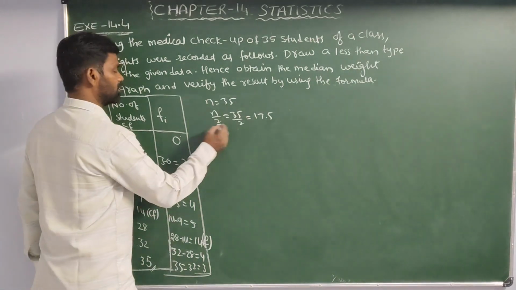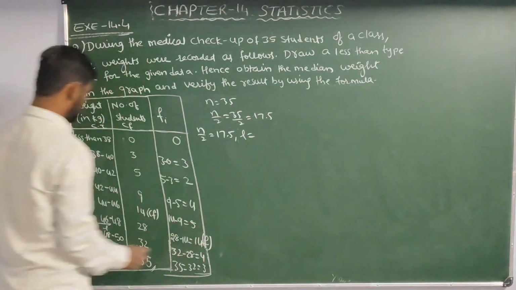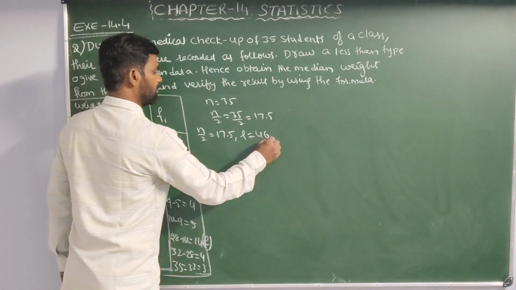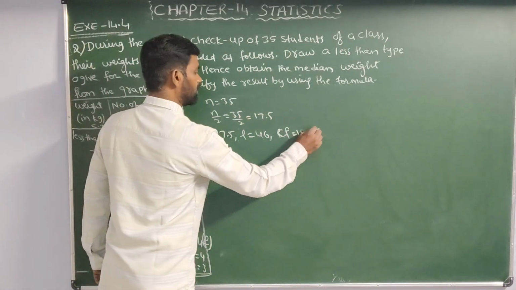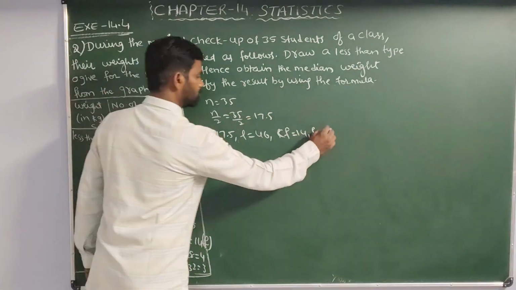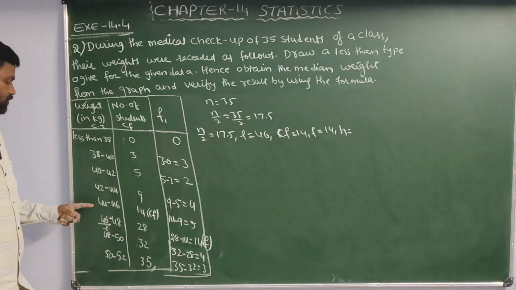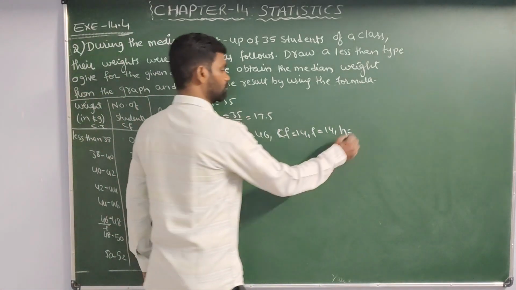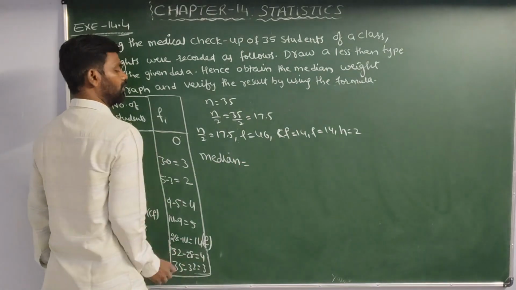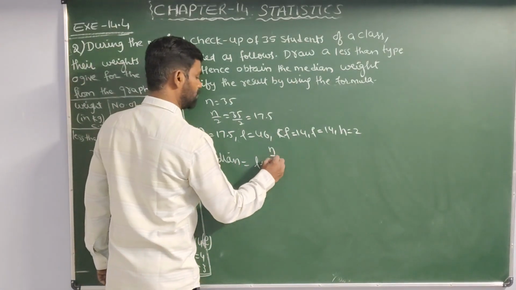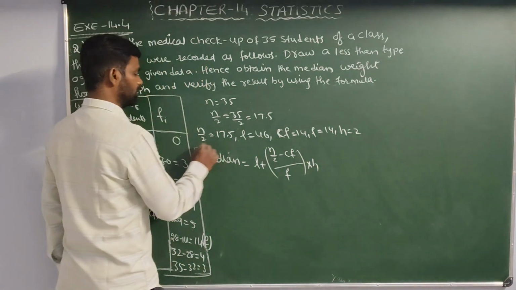Right. Now N by 2 is equal to 17.5, and what is the L value? It is 46. Next, the CF value is 14. The F value is 14. And what is the H, the class width? 40 minus 38 is 2, 42 minus 40 is 2, 44 minus 42 is 2. H is equal to 2. Then write the median formula. Median is equal to L plus N by 2 minus CF, by F, into H. So this is the formula.